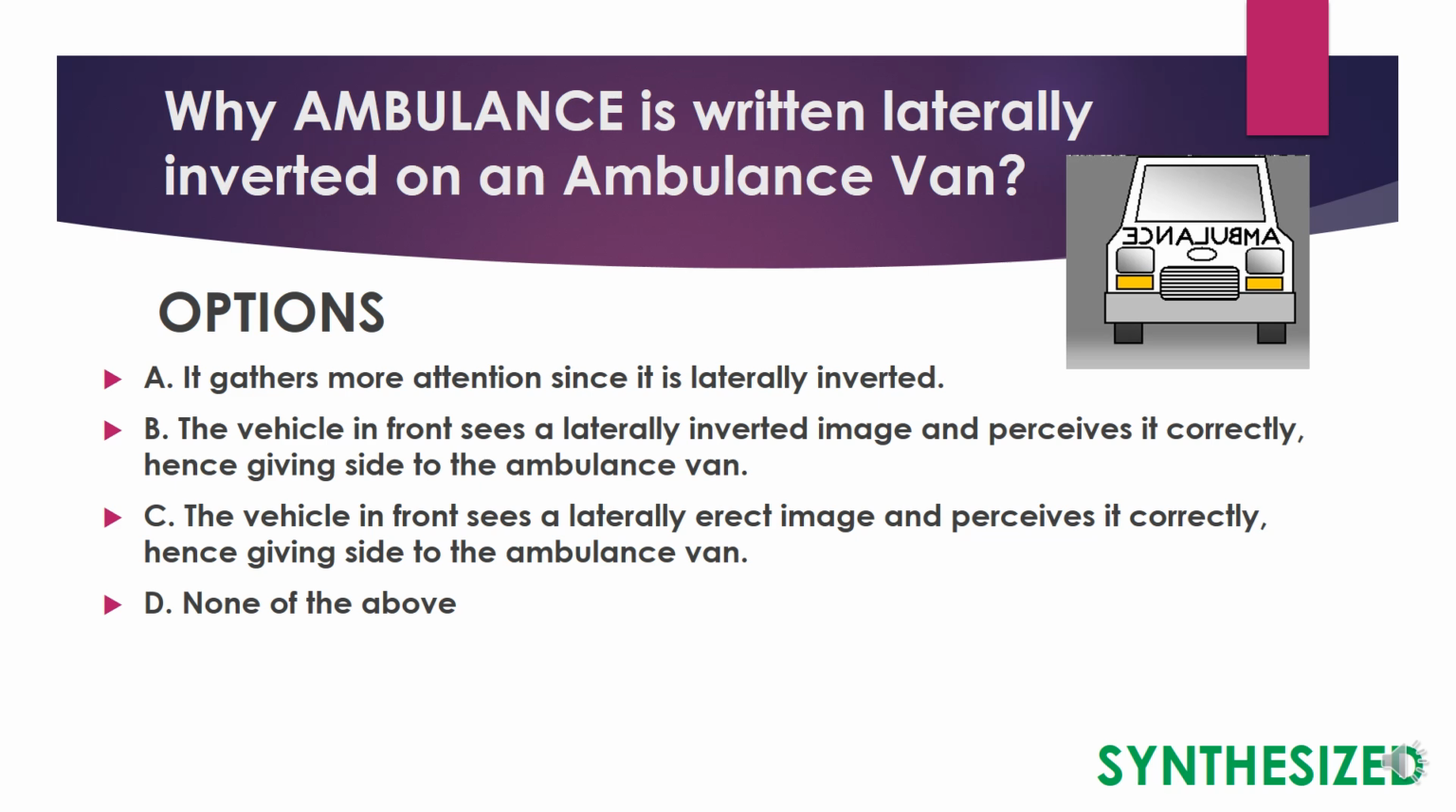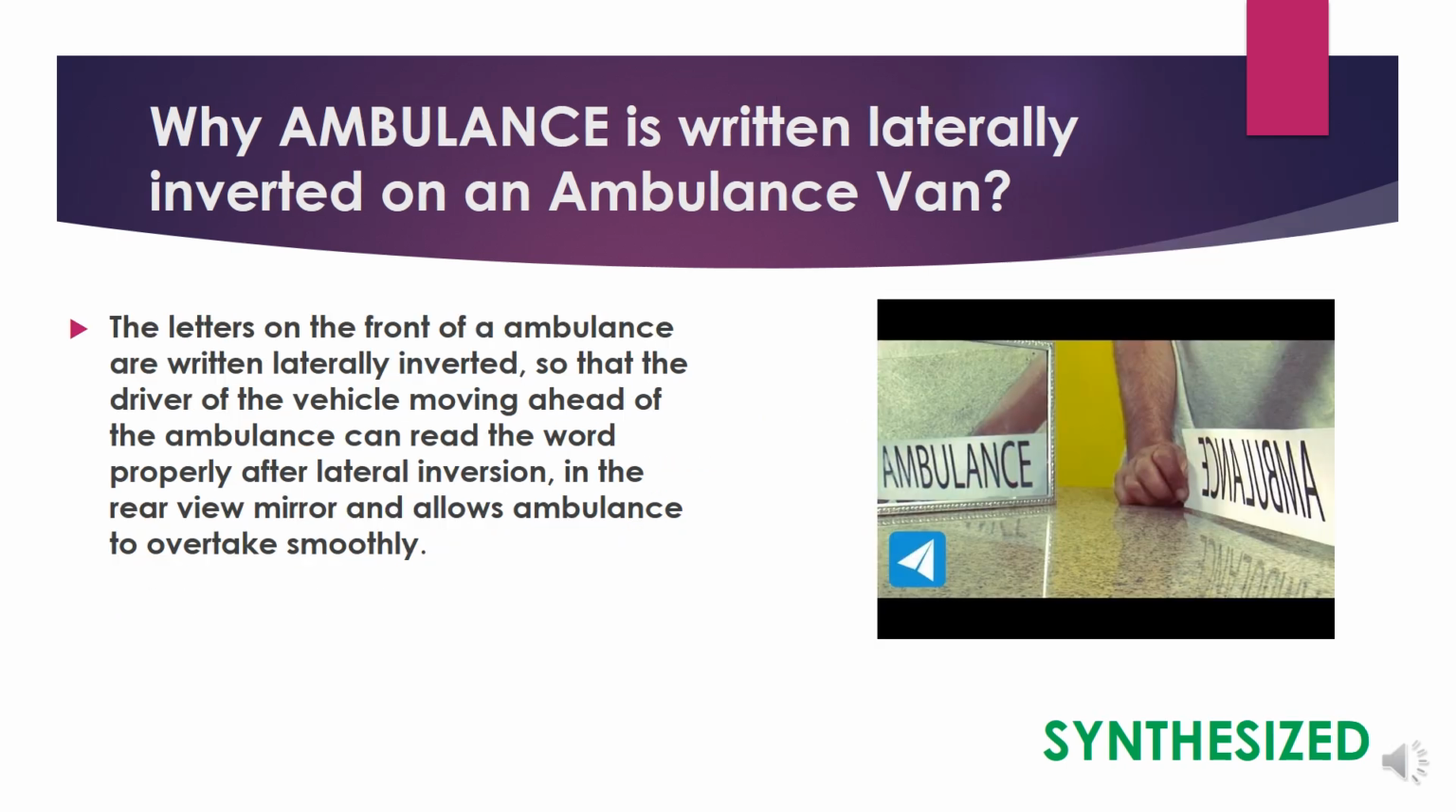Now let's look at the answer. So the answer is option B. The letters on the front of an ambulance are written laterally inverted so that the driver of the vehicle moving ahead of the ambulance can read the word properly after lateral inversion in his rear view mirror, and thus it will allow the ambulance to overtake smoothly. That is why ambulance is written laterally inverted on an ambulance van. Now you understood the reason?